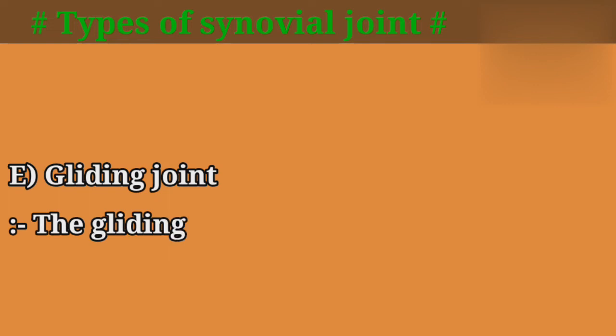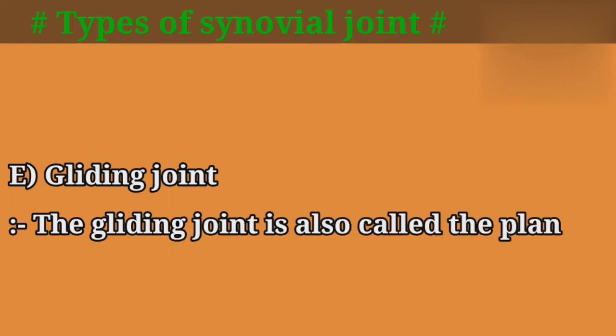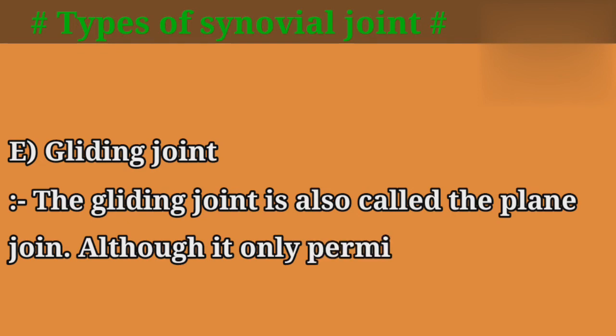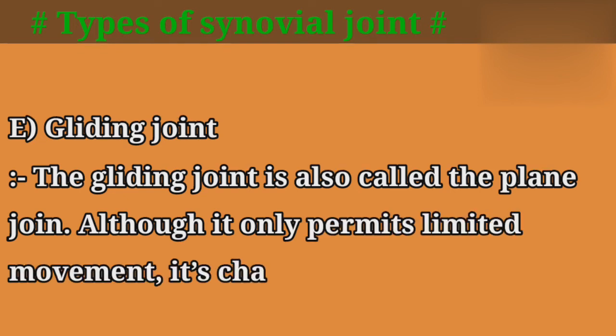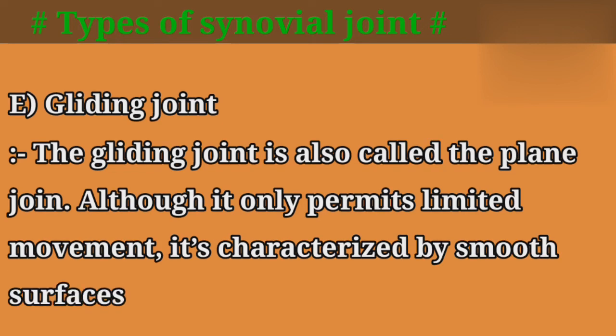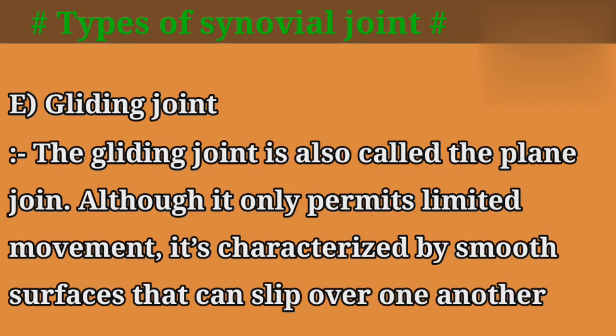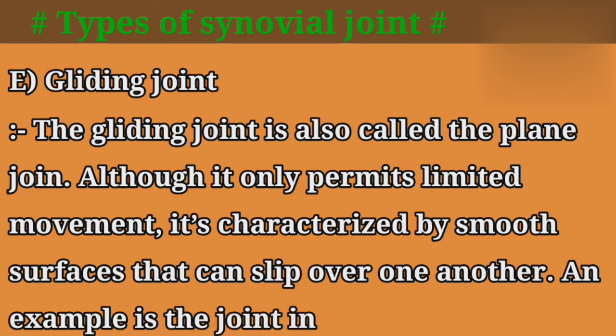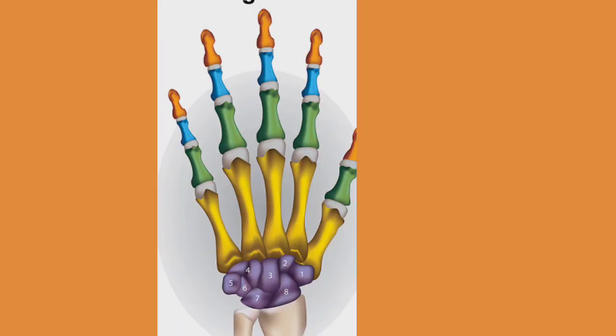And another is the gliding joint. The gliding joint is also called the plane joint. It only permits limited movement. It is characterized by smooth surfaces that can slip over one another. An example is the joint in your wrist. The wrist joint is the best example of gliding joints. This picture is of the wrist joints.